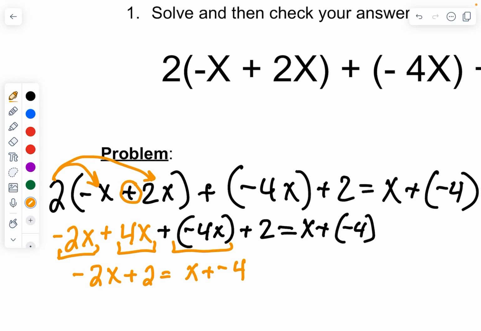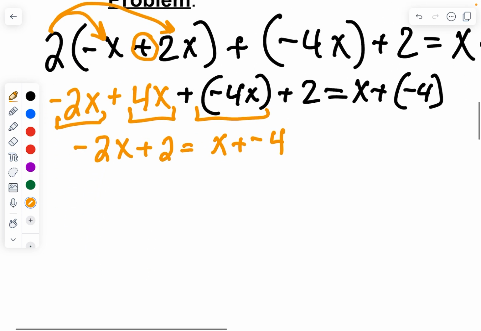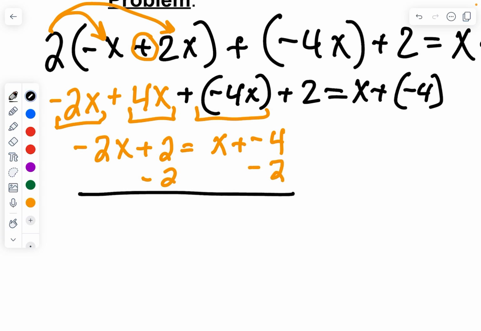Let's keep going, and let's try to get our x by itself. So this next step then, I'm going to subtract 2. And you could take care of your x's first if you wanted to. I'm going to take care of my numbers. You end up with negative 2x. These cancel, and I get x plus negative 6. And again, if you want to put parentheses around that negative 6, go ahead and do that. You do not need to if you don't want to.